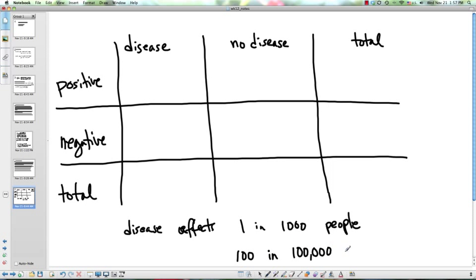Right? And so it'll affect 100 people in 100,000. Now that isn't necessarily exactly always true, but I'm going to make that assumption here so that I can build a table as an example with some specific concrete numbers. If you didn't make that assumption, you could use Bayes' formula to get a more realistic answer here. But let's just take as an example that there really were 100 people that had the disease.